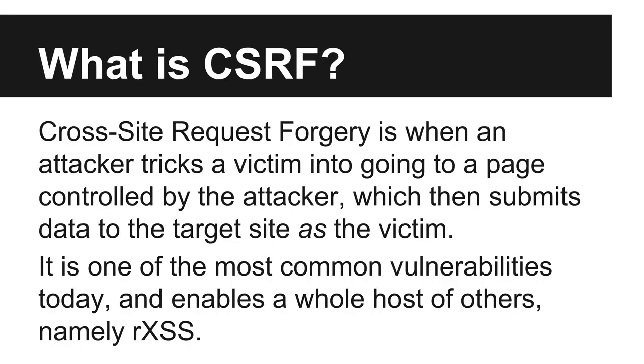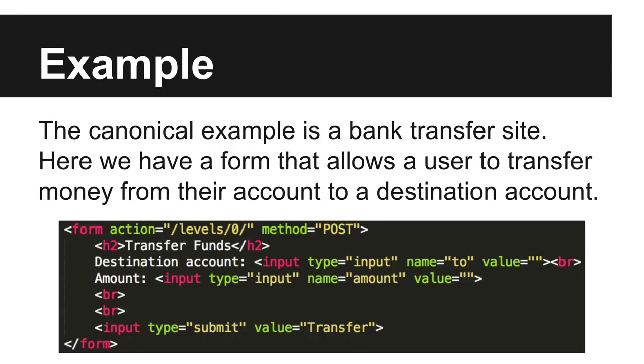So what is it? Cross-site request forgery is basically when an attacker can get a victim to go to a page that they control, and then it submits data to some target site as the victim. It's excruciatingly common, and it's brutal. The canonical example is a bank transfer site. Here we have this form that allows transfers from one account to another. And it's very simple. You have a POST up to some URL. You have the to variable, which has your destination account. You have the amount that's being sent, and then you have a submit button. That's it.